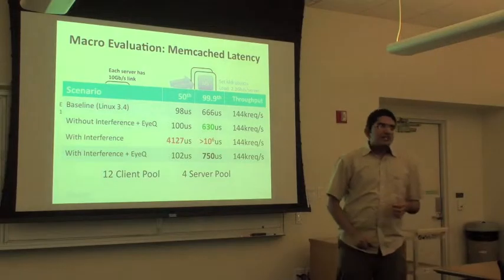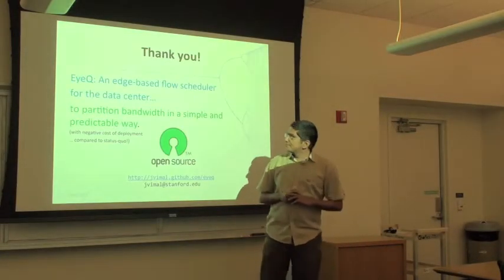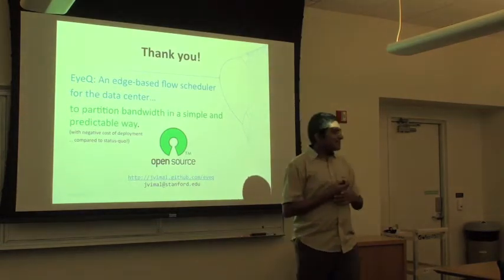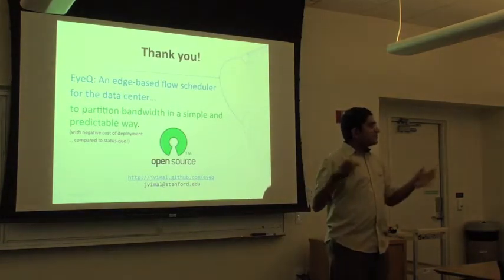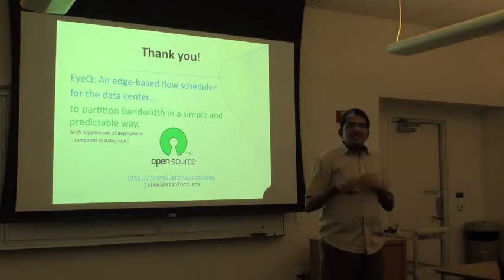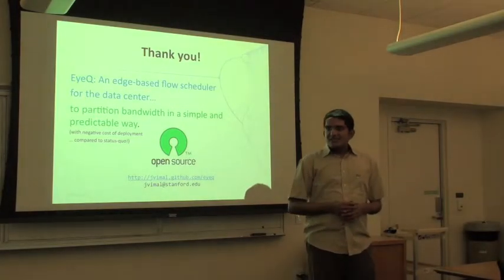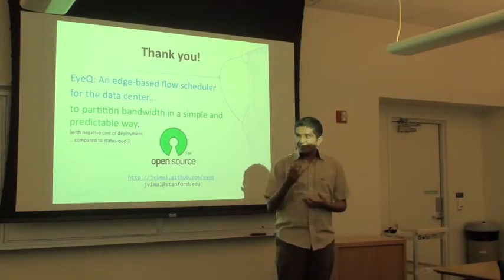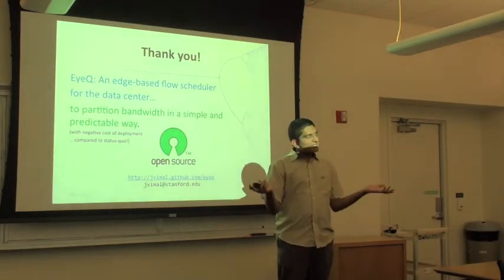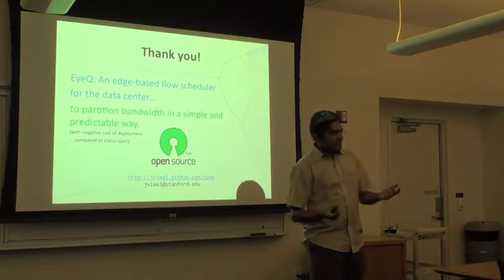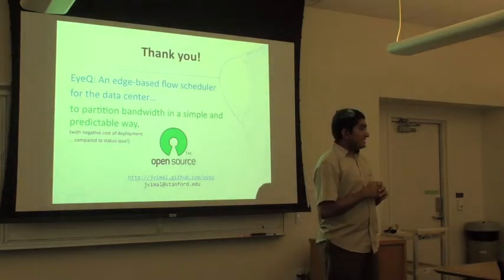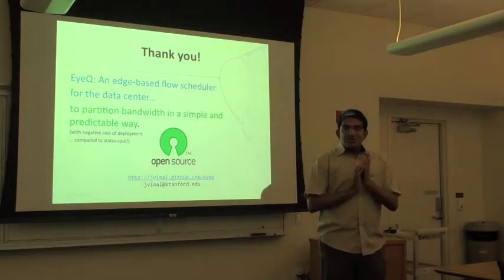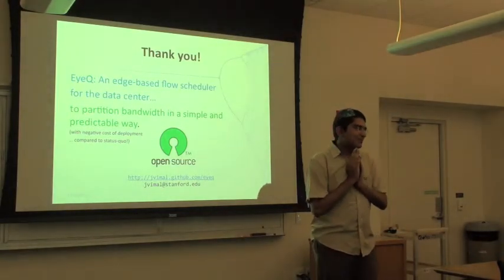So that's it. What I described today is IQ. You can think of IQ as an edge-based flow scheduler. It's conceptually similar to CPU schedulers and things like that. It tries to allocate rates to flows in accordance with VMs' bandwidth guarantees. And this operates in a completely distributed fashion. You don't have to change your network switches to avail these benefits. You can deploy it today. In fact, the source code is available online, and I hope some of you will try it out. That's it. Thank you.